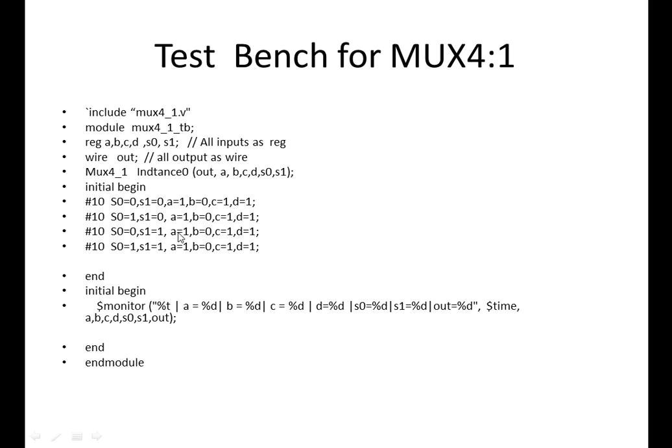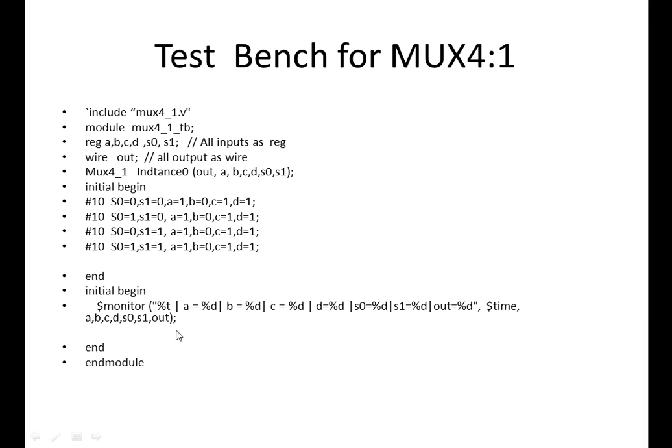So these are the values we are giving. Initial begin, after 10 nanoseconds, make S0 0, S1 0. At that time inputs are A, B, C, D. So A 1, B 0, C 1, D 1. Since 0, 0, whatever is there in A, which is 1, that will go as output. Similarly, for 0, 1, B will be taken. For 1, 0, C will be taken. So C is 1. Similarly, 1, 1, D will be taken. So D is 1. Okay.